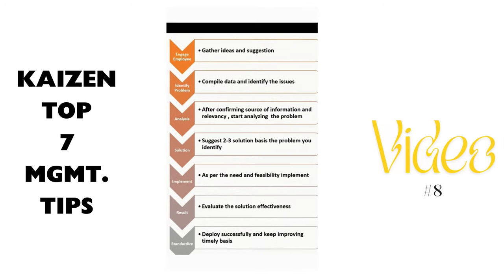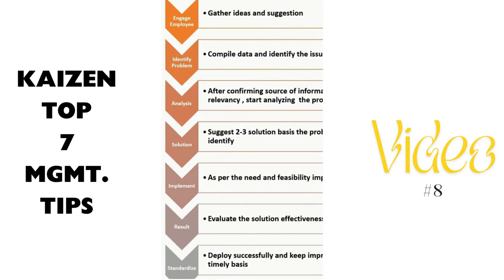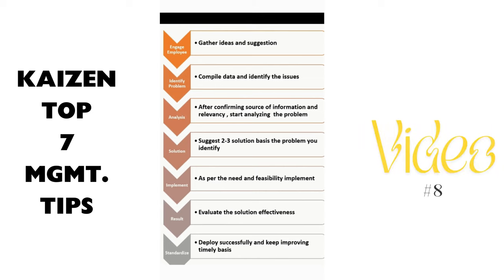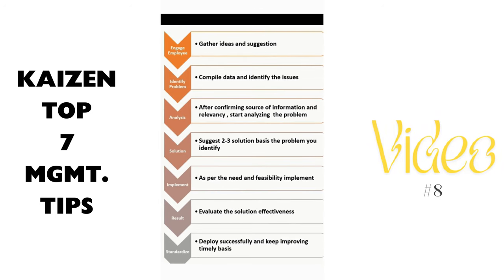How to use Kaizen in your daily resume activity, at the time of quality, at the time of production. First step is to engage employees, gather ideas and suggestions. Second step, identify the problem, compile the data and identify the issue, what is happening exactly.